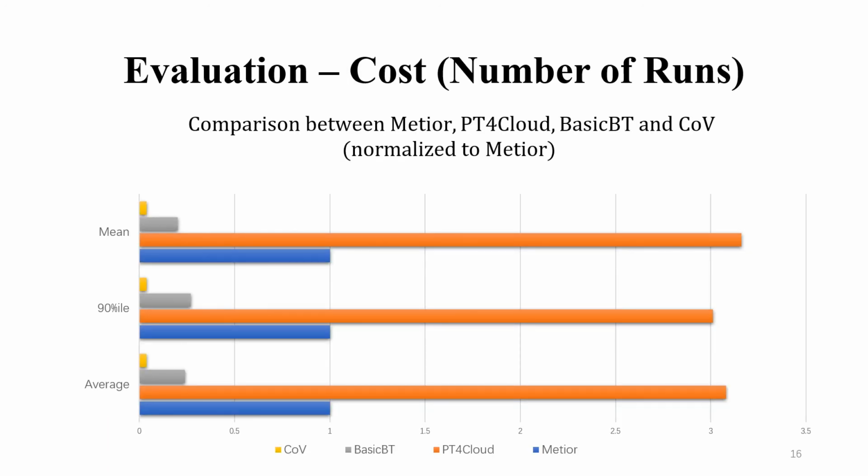Next, we are going to evaluate the cost benefit of Mateer using the number of test runs. We can see from the graph that while providing the same level of accuracy, Mateer only requires less than 1/3 of the data as PT4Cloud. And we can also see that Mateer needs more data than COV and basic BT. This is because those two methodologies cannot accurately determine the stop criteria, which leads to early termination, and that causes the inaccurate testing results.